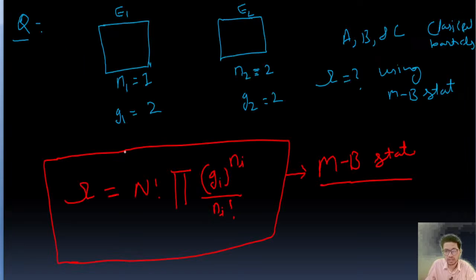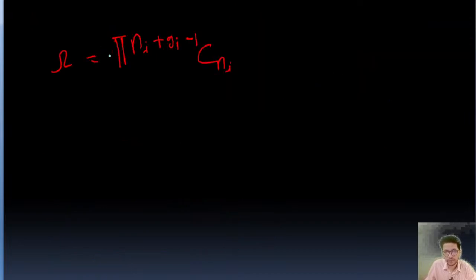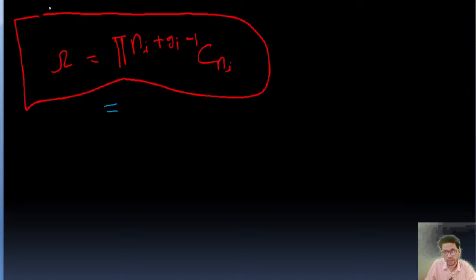So for this energy level, N1 equals 1, G1 equals 2. This is the formula, guys, you need to note it down. This is for Bose-Einstein statistics. I'm writing it in short: Bose-Einstein statistics.